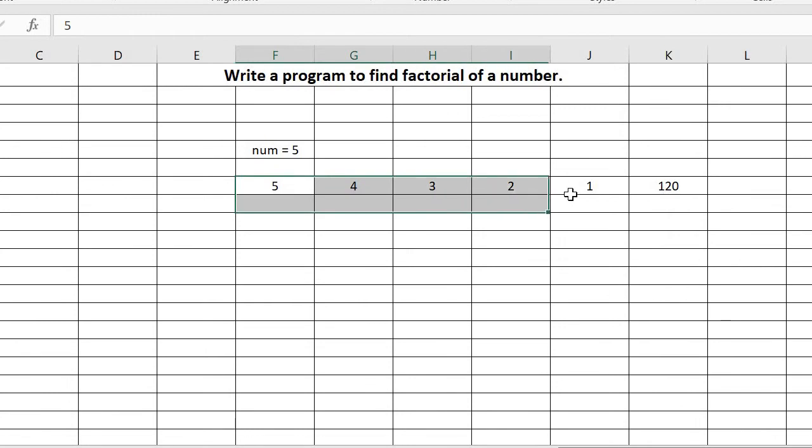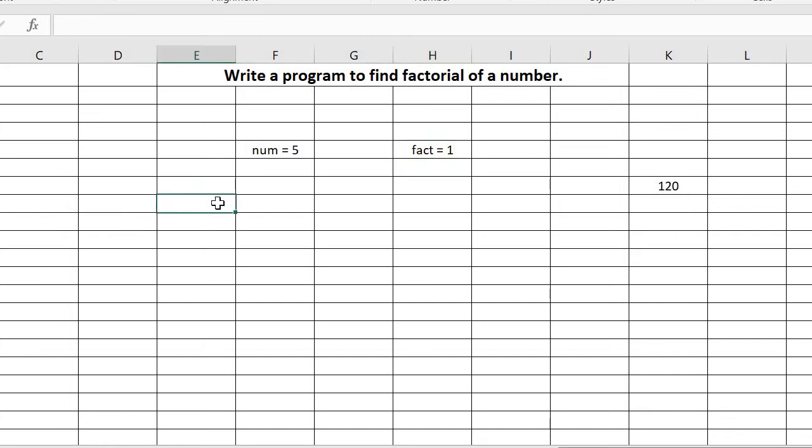But how are we going to multiply all of these numbers? For this we have to iterate. How are we going to do that? Let's check that out. Initially I will take a variable named fact in which I will store the value 1, because if I take 0, any number multiplied by 0 will be 0.